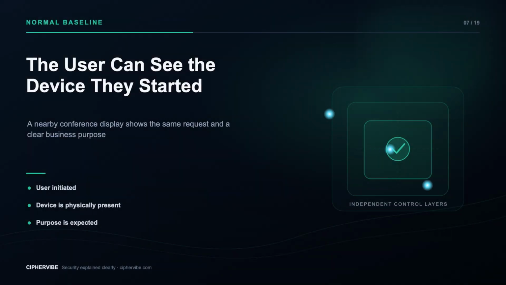In the safe baseline, Morgan deliberately starts sign-in on a conference room display that is physically present. The approving screen identifies the Atlas Display client and explains the requested access. The user can compare the device, location, purpose, and timing before choosing allow or deny.